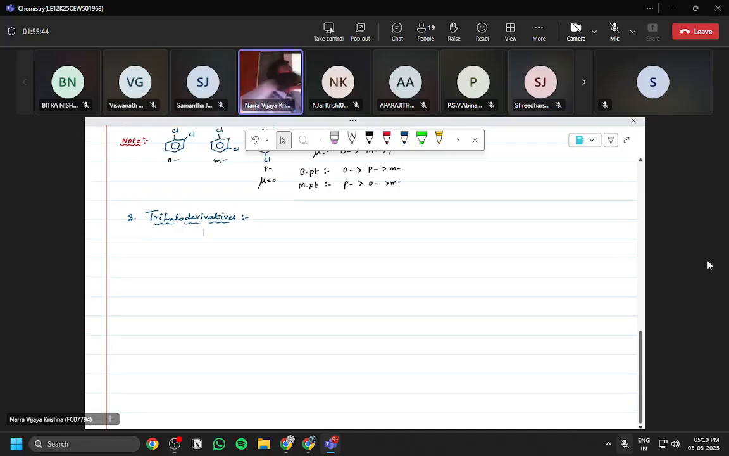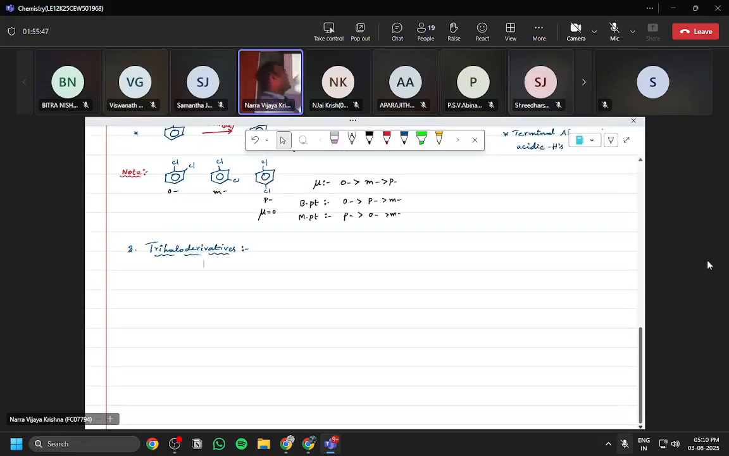One minute. Ortho will have more repulsions only in this direction, no? What about this side? Correct. Then packing will be possible.